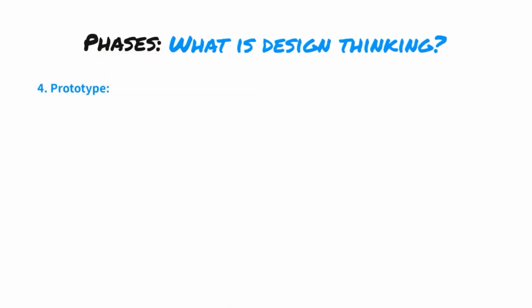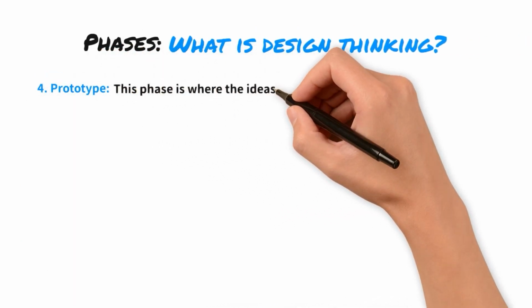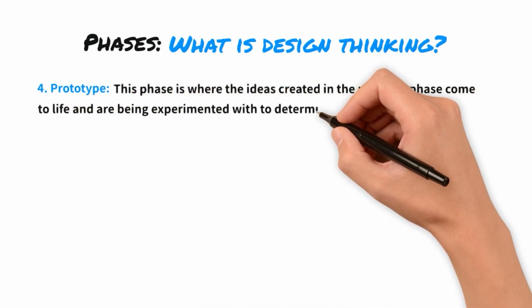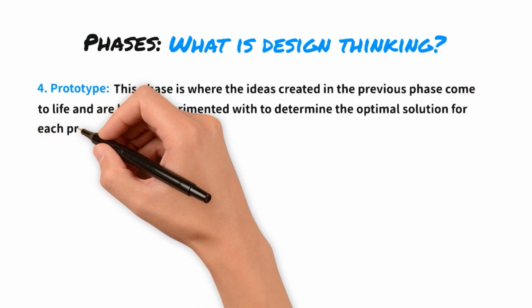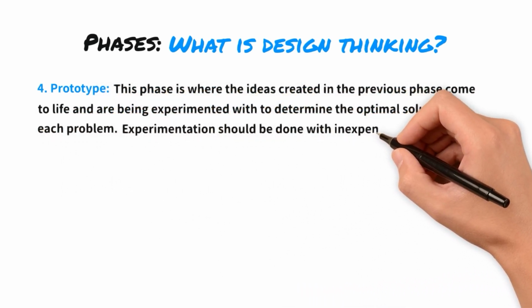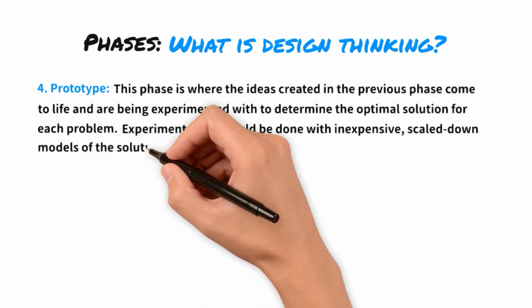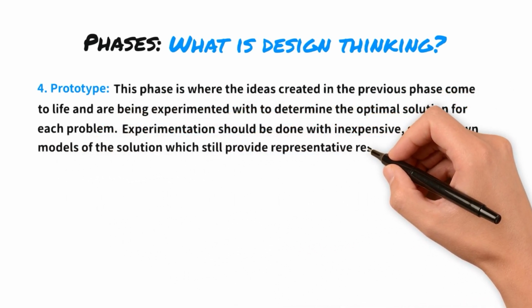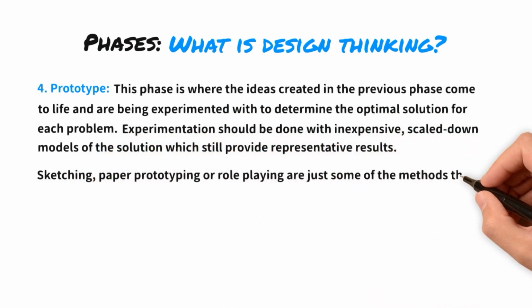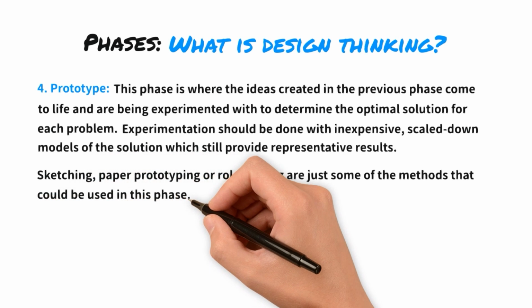Phase 4. Prototype. This phase is where the ideas created in the previous phase come to life and are being experimented with to determine the optimal solution for each problem. Experimentation should be done with inexpensive, scaled-down models of the solution which still provide representative results. Sketching, paper prototyping, or role-playing are just some of the methods that can be used in this phase.